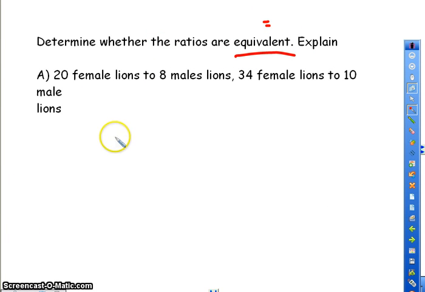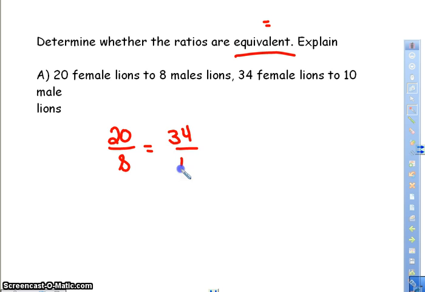Okay, so I have 20 female lions to 8 males, and I want to know if it's equal to 34 female lions to 10 males. Okay, so we're trying to figure out if they're equal. So one of the ways to go about doing this is to put them both in simplest form. If they simplify to the same number, then they're going to be equivalent.